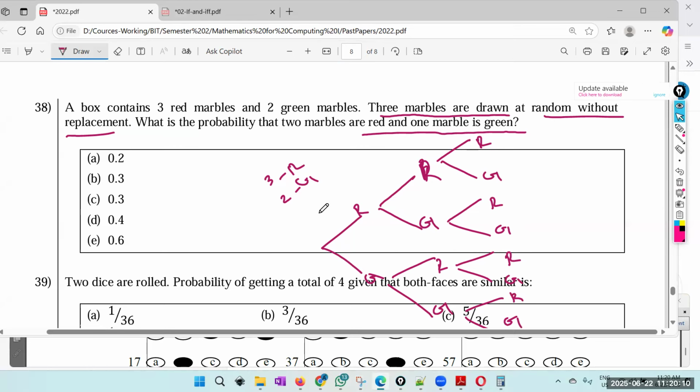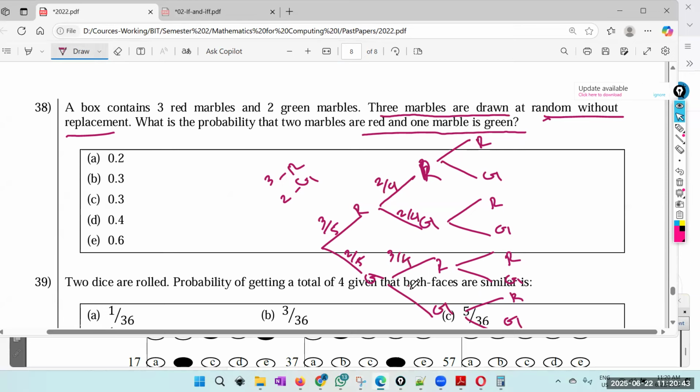So anyway, let's write it. 3 out of 5, 2 out of 5. 3 out of 5 because we replace. Sorry, without replacement, right? Without replacement. So that means not 3 out of 5. That means it's already red. So that means 2 out of 4. This is 2 out of 4 because green marbles are already there. This is, still we have the 3 red marbles, but 4.